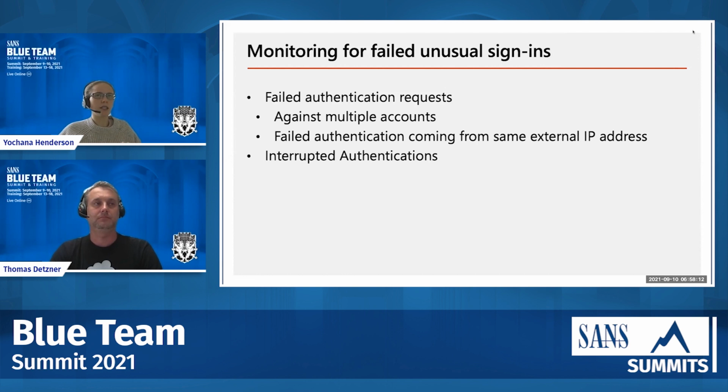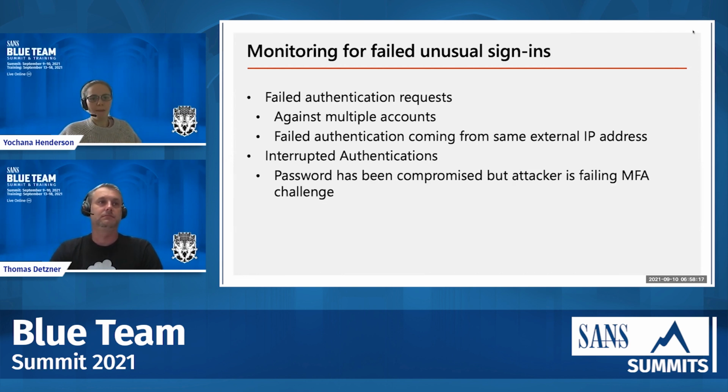Something that's important as well is interrupted authentications. In saying this, I am hoping that organizations have MFA turned on. I know there are still quite a few organizations that do not. So the main takeaway would be, please turn on MFA. Interrupted authentications can mean that the password has been compromised, but the attacker is failing the MFA challenge. This can be because the user is ignoring it, or it could be denied by the user, but the attacker still has the password. So there's been a compromise of a password, but not necessarily of the account.